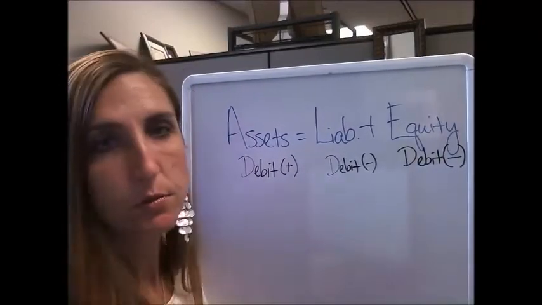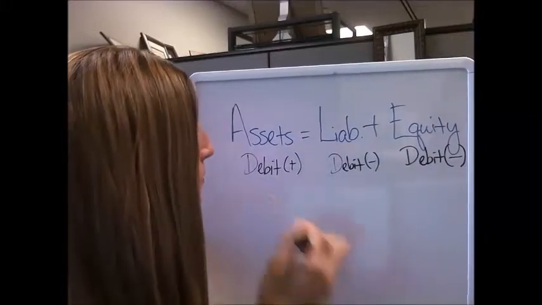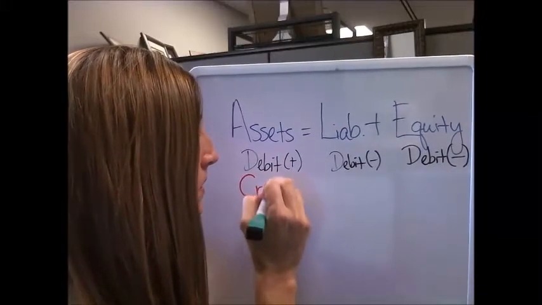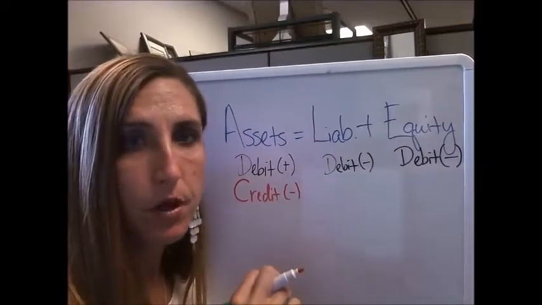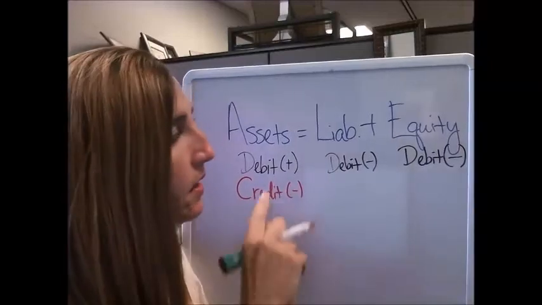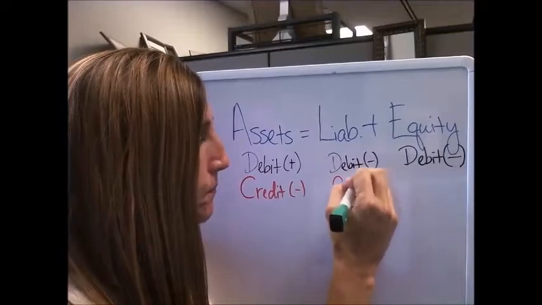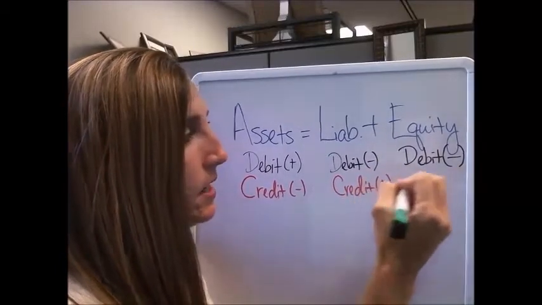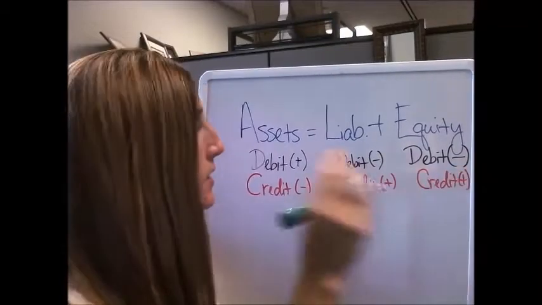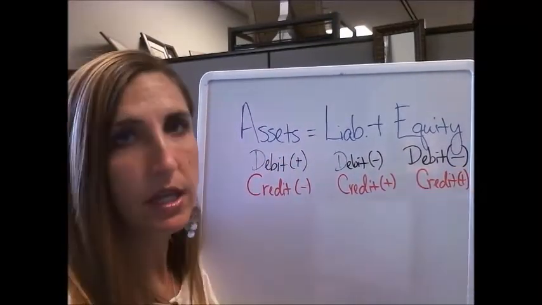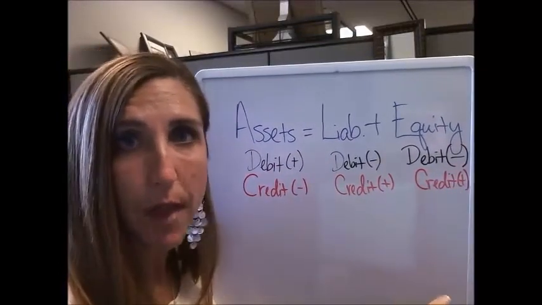So then we talk about the term credit. The word credit to an asset actually means decrease. You are taking away from your assets when you credit them. And on the opposite side, the word credit is going to mean increase. So you can see if we were to debit an asset and credit an equity account, we would be increasing assets and increasing equity, and it would balance.